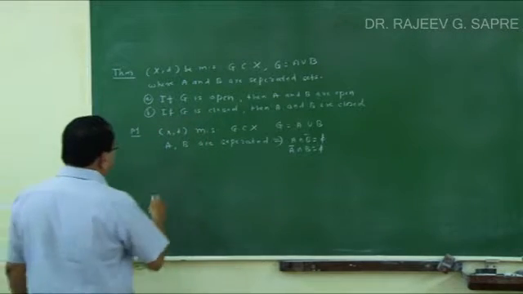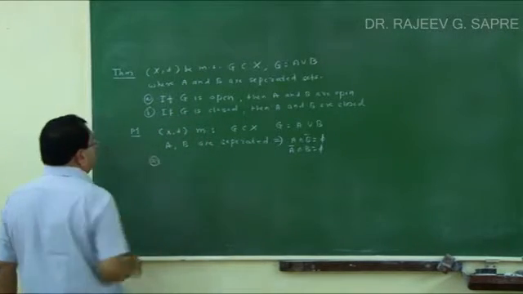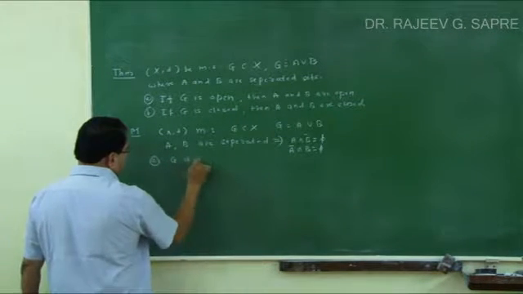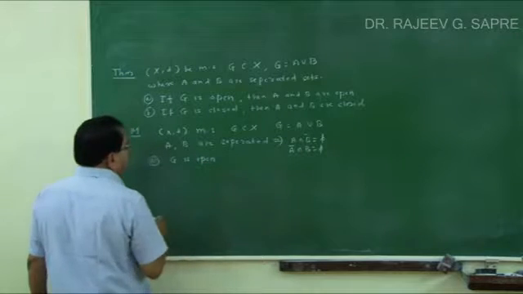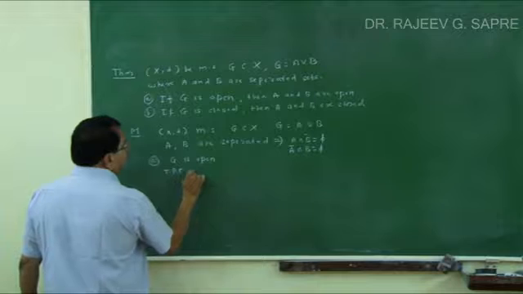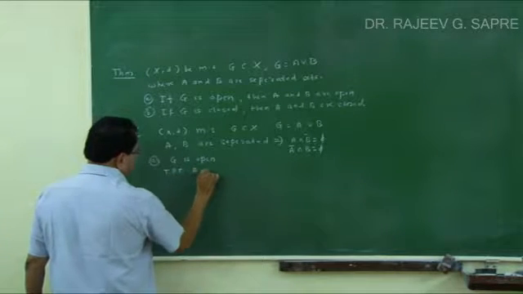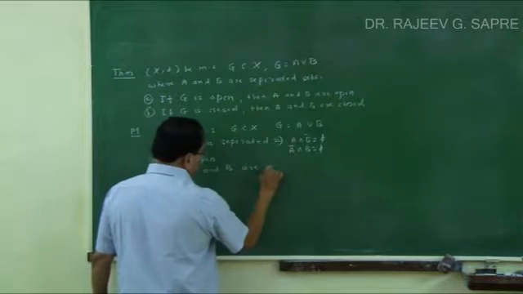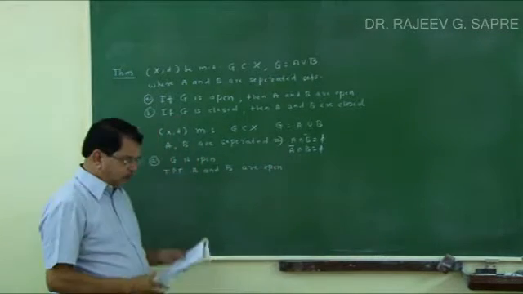Now what do we have to prove in this first part? We want to prove that if G is open, which is also given, then A and B are open. This is what I want to do.